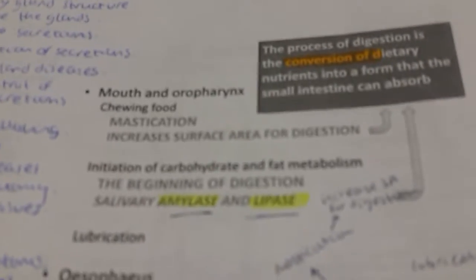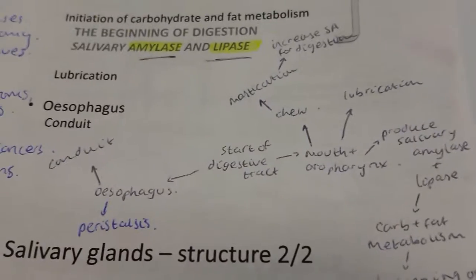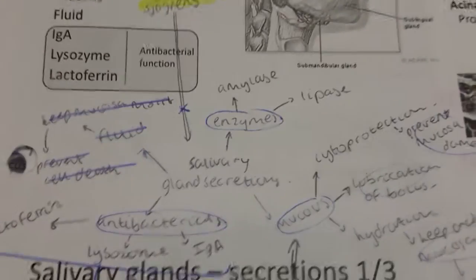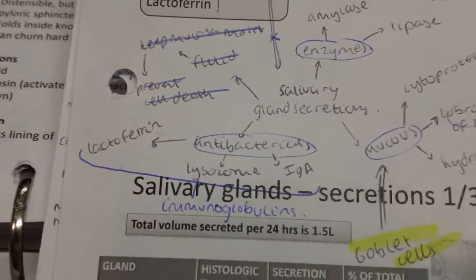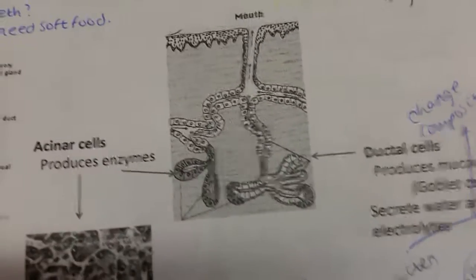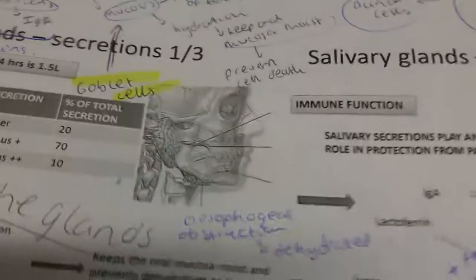This is 1.7, a quick summary of what we've covered so far. First of all, we looked at the functions of the mouth and esophagus. Then we looked at the secretions of the salivary glands: enzymes, mucus, and antibacterials. The three antibacterials are lactoferrin, lysozyme, and immunoglobulin A. We looked at the salivary gland structure, the acinar cells and the ductal cells, which modify the secretions.